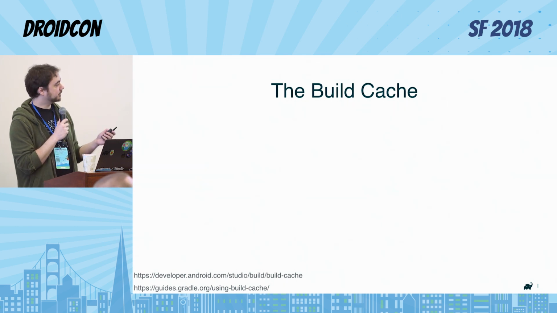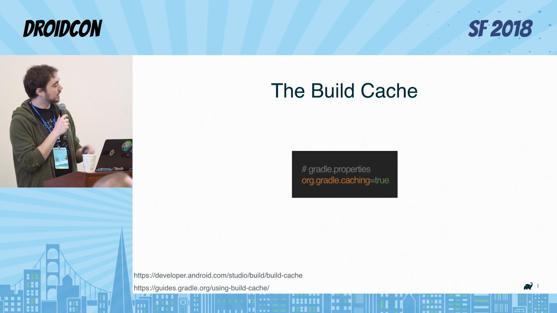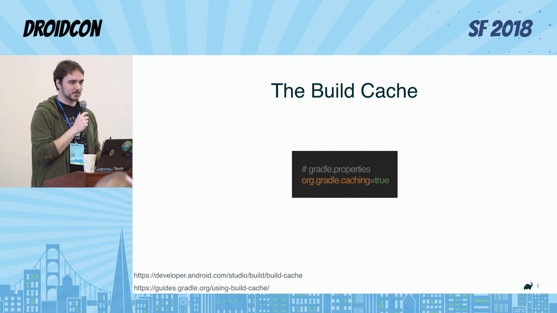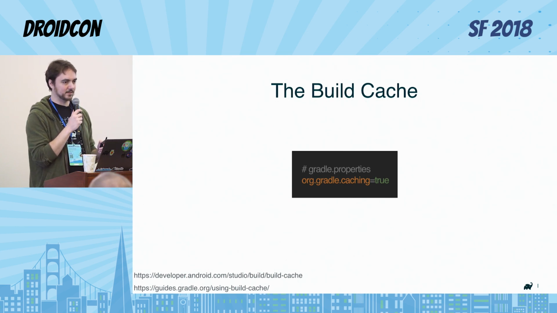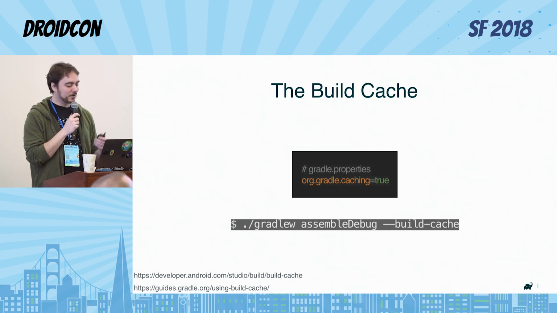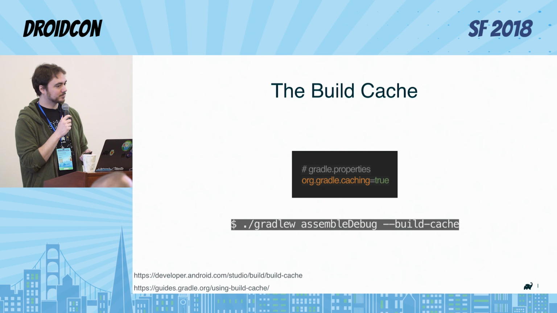How do you enable it? It's pretty straightforward. Add that to Gradle.properties. If you want to enable it permanently, that'll just be for the local cache, of course. Or on an ad hoc basis with this command line flag.